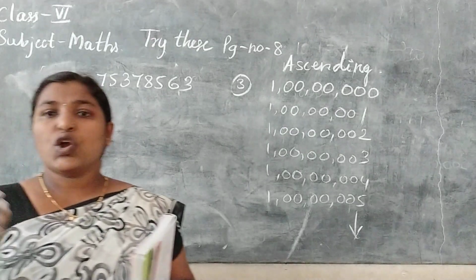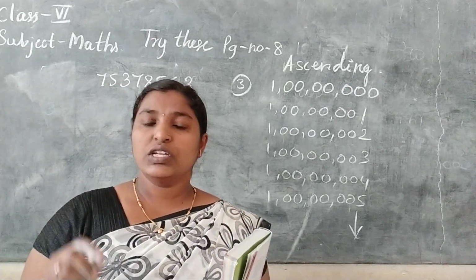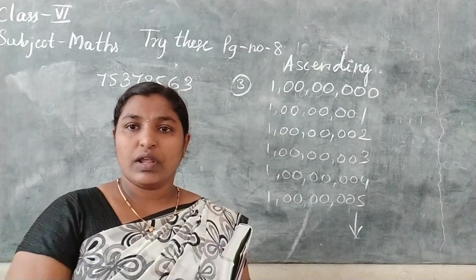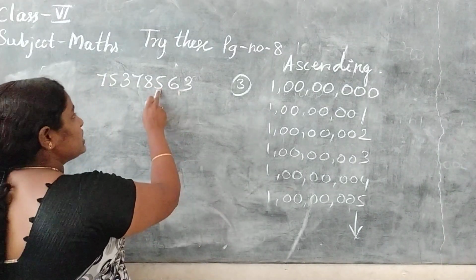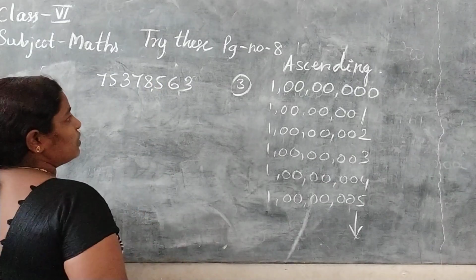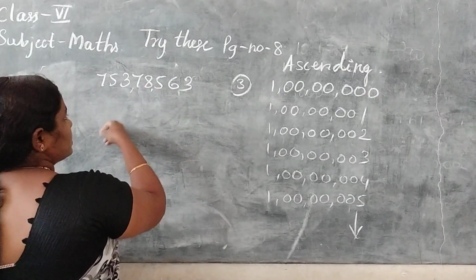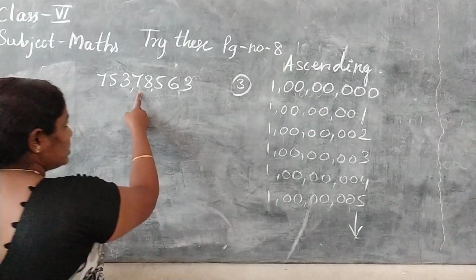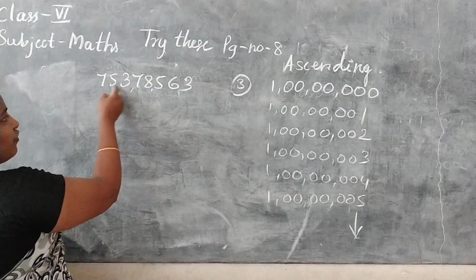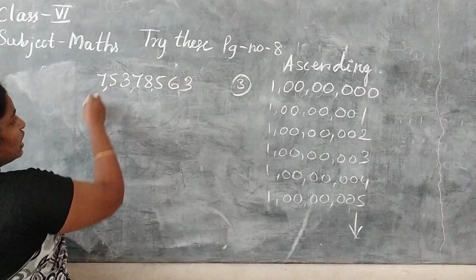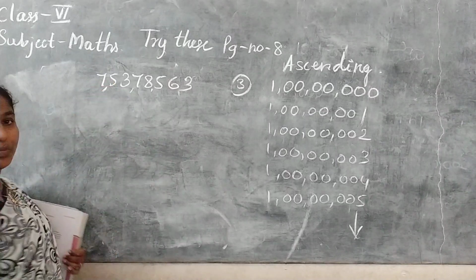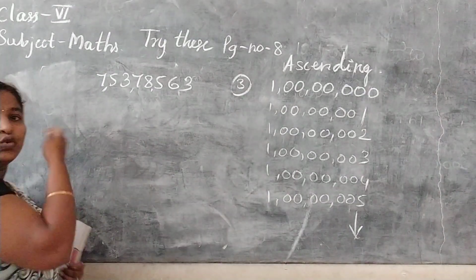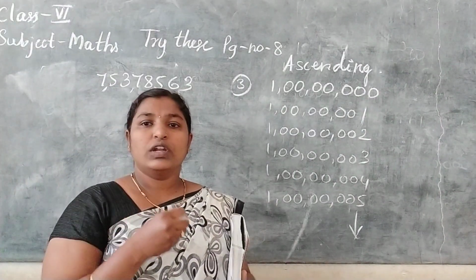So I told you to give the commas according to the Indian system of numeration. That is, first 3 numbers, then 2 numbers, after 2 numbers. So ones, tens, hundreds. This is the thousands period, and after 2 numbers, this is the lakhs period and then the crore period. So first after 3, afterwards all 2.